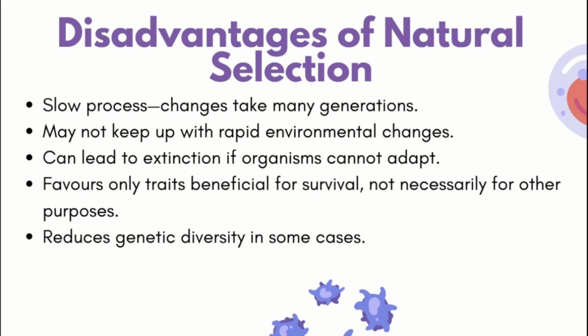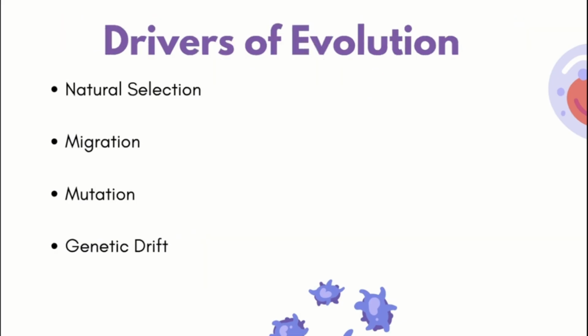Or even if we go back to the long legs, short legs, if natural selection selected against short legs, so everybody has tall, long legs now, then that's less diversity. The population is going to basically look the same. Alright, so we talked about natural selection already.